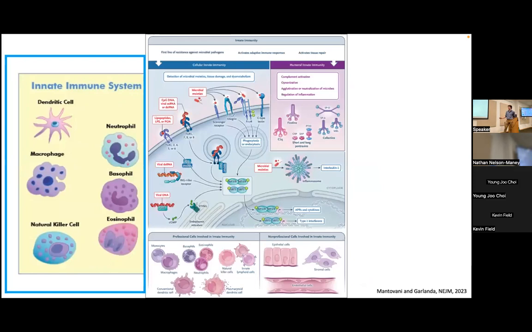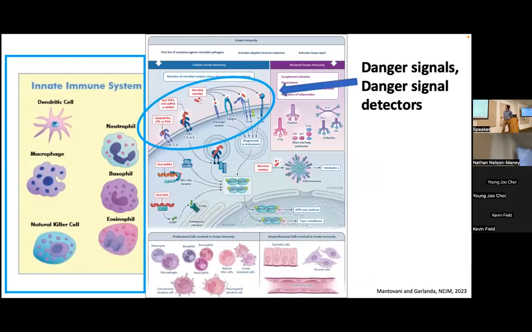This is another complicated chart, but there are three take-homes from it. The innate immune system responds to things called danger signals. These are called pathogen-associated molecular patterns. They're things that are shared between pathogens that signal to the body this is not supposed to be here. And there are receptors for these danger signals.